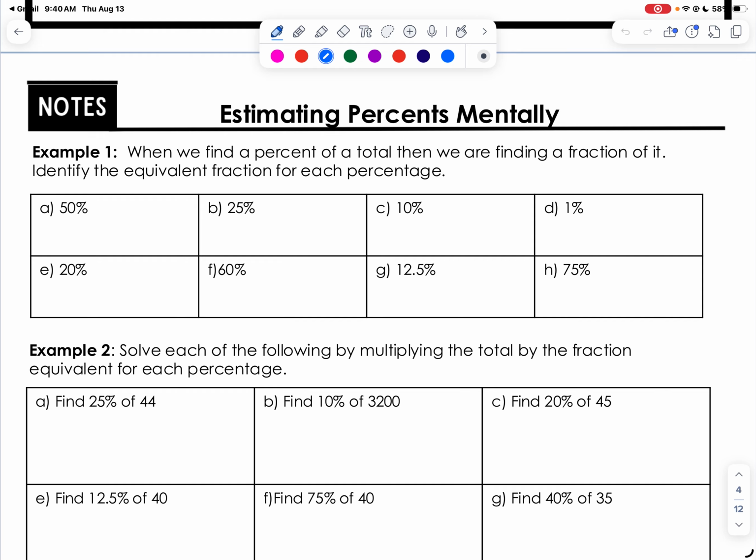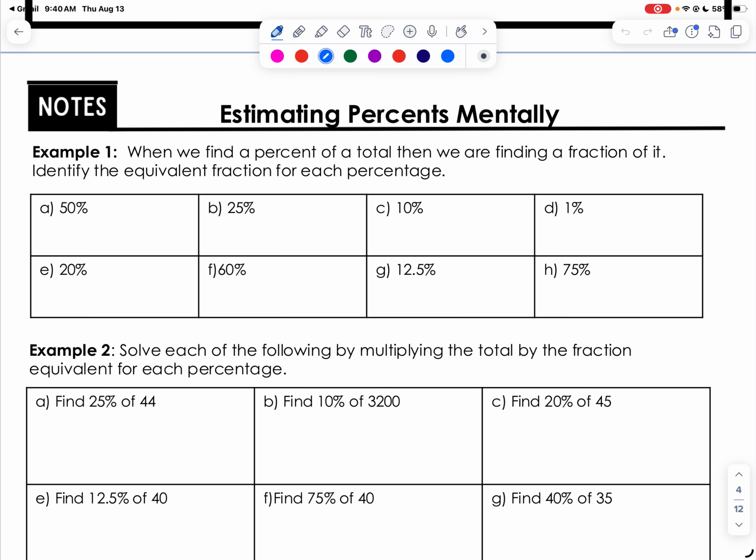In today's lesson, we will be estimating percents mentally. Now, before we do, we need to review some common percent fraction equivalents. So when we find a percent of a total, then we are finding a fraction of it. Identify the equivalent fraction for each percentage.